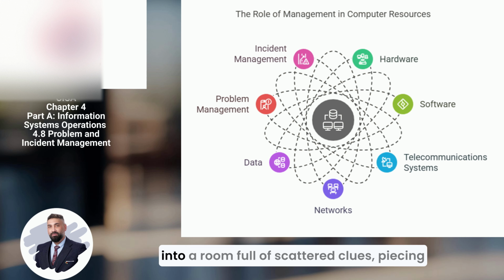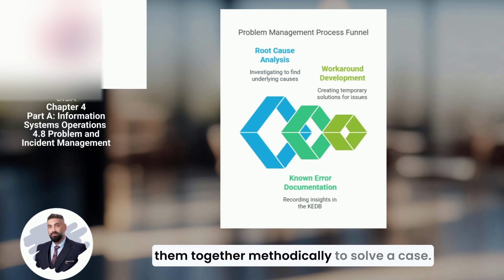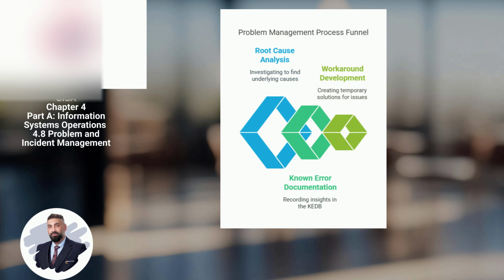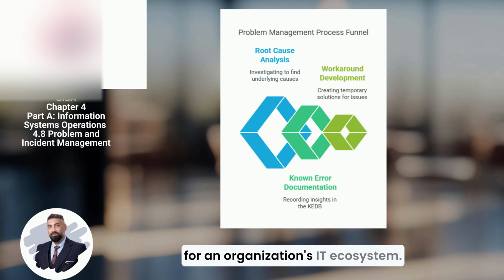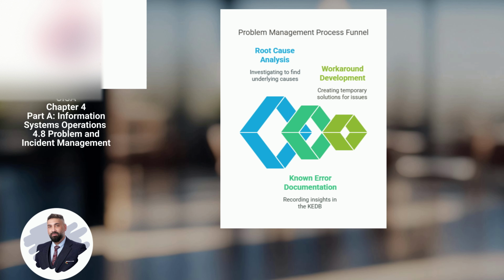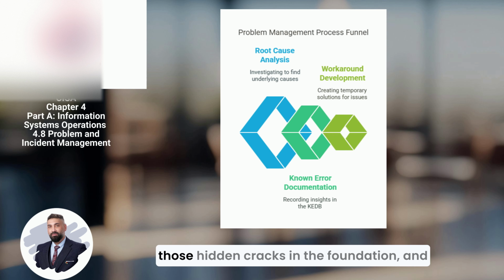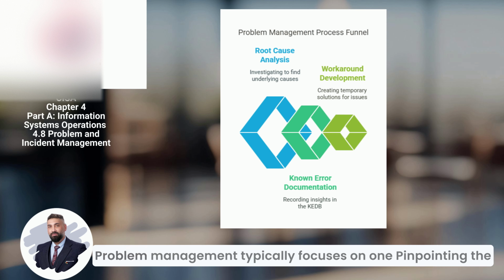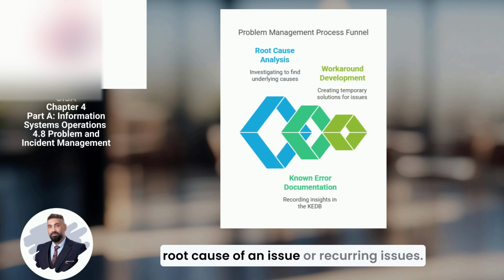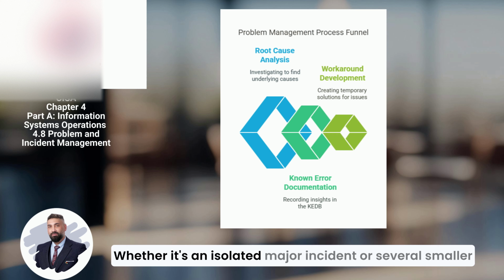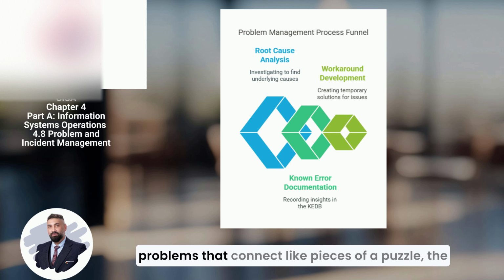Imagine a detective walking into a room full of scattered clues, piecing them together methodically to solve a case. That's exactly what problem management does for an organization's IT ecosystem. Its mission? To investigate deeper issues in technology systems, those hidden cracks in the foundation, and fix them before they wreak havoc. Problem management typically focuses on: 1. Pinpointing the root cause of an issue or recurring issues. Whether it's an isolated major incident or several smaller problems that connect like pieces of a puzzle, the aim is always the same: to identify the underlying issue.